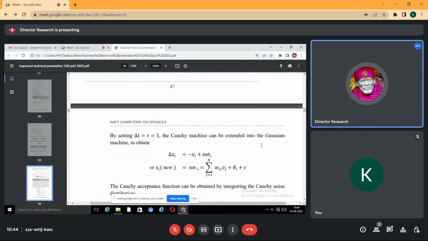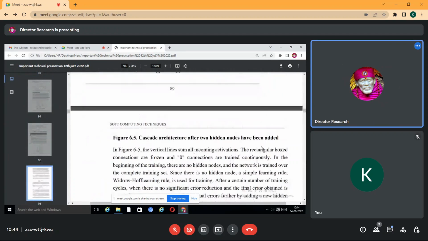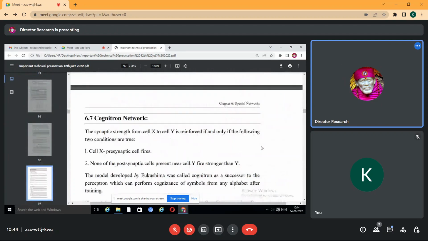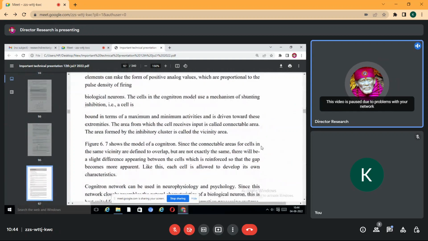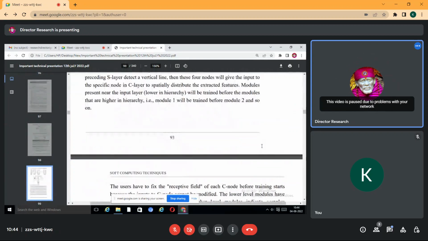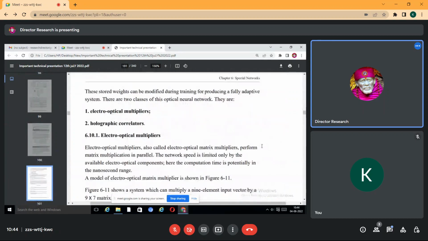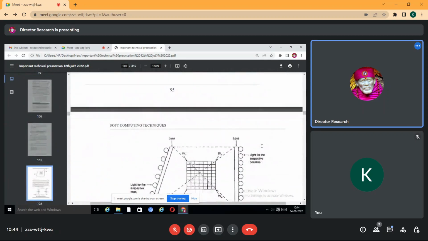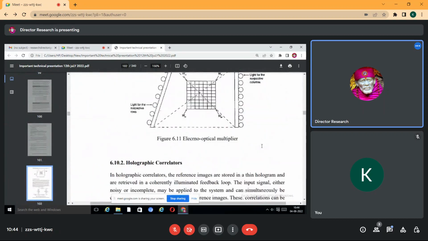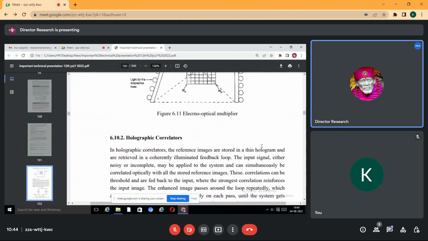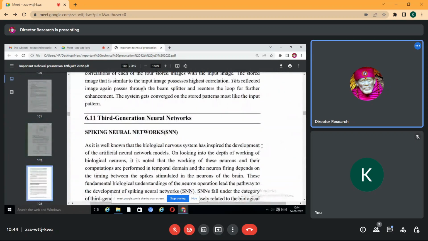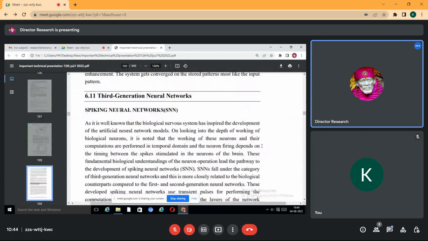Supervised learning concept. I want to apply our continuation presentation. This is the concept of spiking neural network, also SNN. The short form is called SNN, the spiking neural network concept.